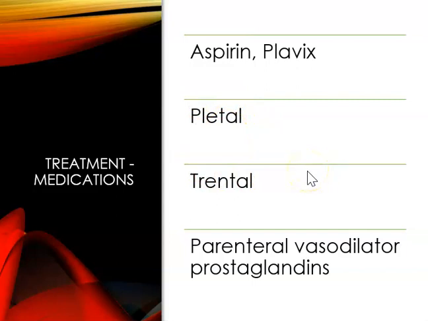The Trental decreases blood viscosity and increases RBC flexibility, so it kind of helps get the RBCs through the obstructed area. This increases blood flow to the microcirculation and to the tissues of the extremities. And then lastly, the parenteral vasodilator prostaglandins, those may be given on a long-term basis to decrease pain, help facilitate healing with individuals with severe limb-threatening ischemia, so the ones that are going to be at risk for losing a limb.